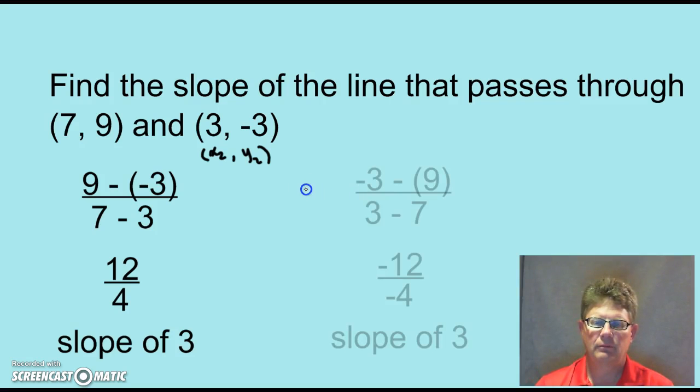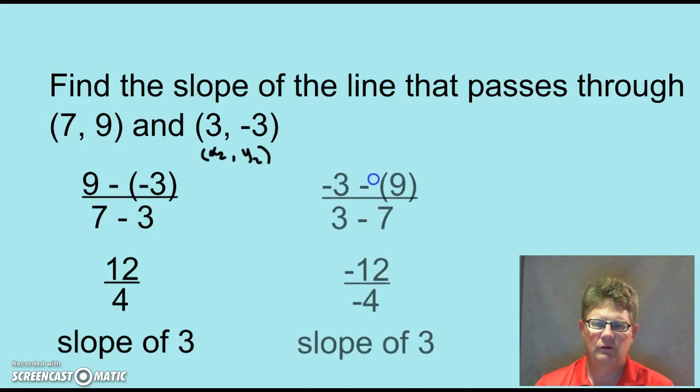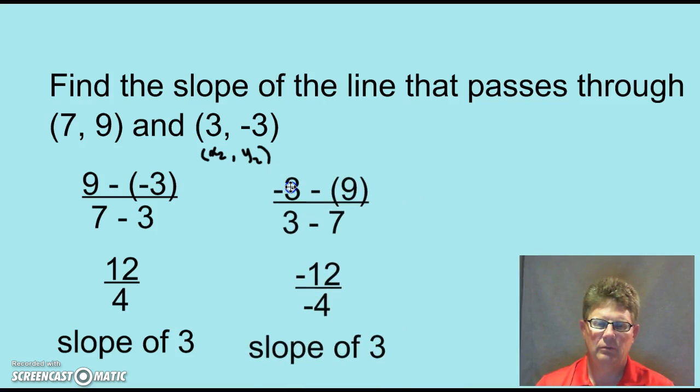There it is. And I'm not sure you can see that behind my face, so I'll move it over. If you make this the x sub 2, y sub 2, negative 3 minus 9 over 3 minus 7, negative 12 over negative 4, slope of 3. It doesn't make a difference at all which point you choose.